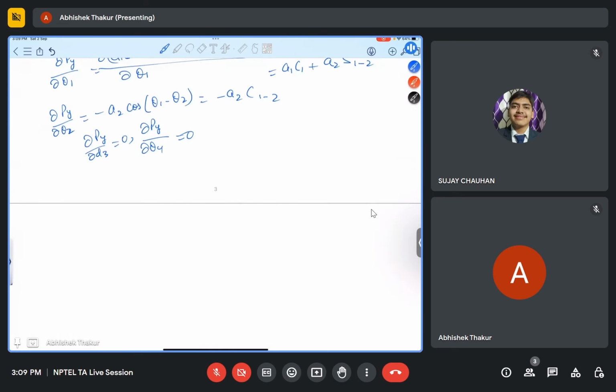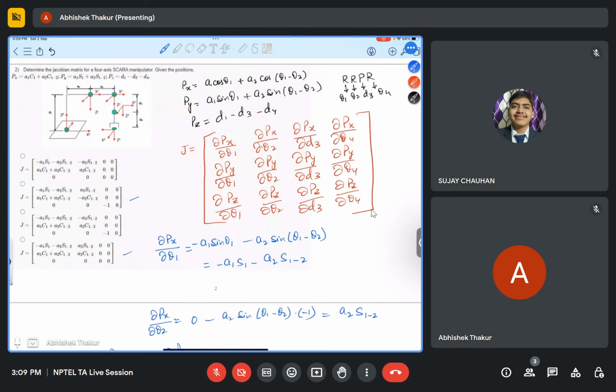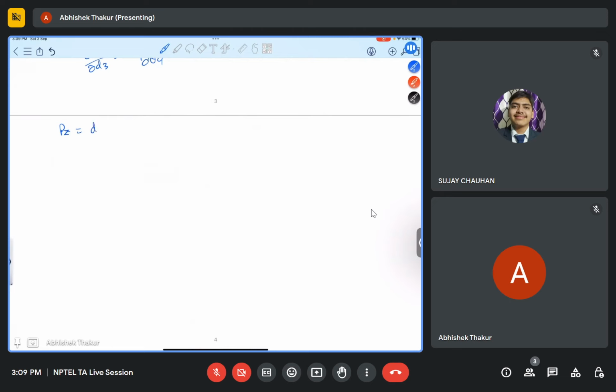After that, when our pz is equal to d1 minus d3 minus d4, so del of pz by del of theta 1 is equal to 0. This is also 0, and this will become minus 1. This will become also 0.